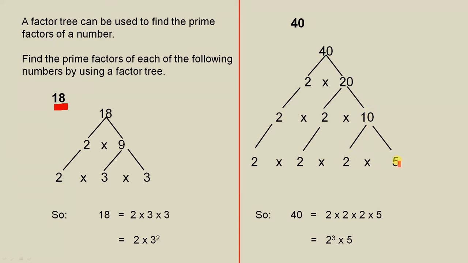And we can't go any further. So we have 2 times 2 times 2 times 5. So 40 equals 2 times 2 times 2 times 5, and that's 2 to the power of 3, or 2 cubed, times 5. And 2 and 5 are prime numbers.